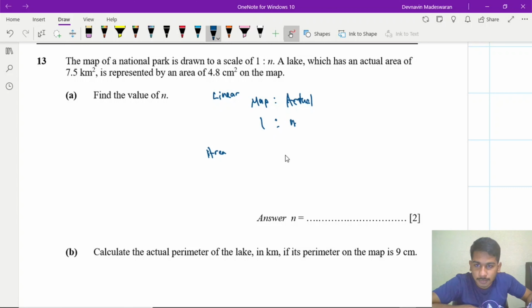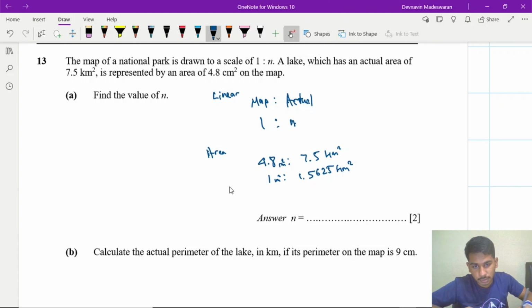we have 4.8 is to 7.5. But I think this is cm square and this is km square. Let's see what we can do. If you divide both sides by 4.8, I think that'll be useful. So we get 1 cm square is equal to 7.5 divided by 4.8, which is 1.5625 km square. And then now we can square root both sides.